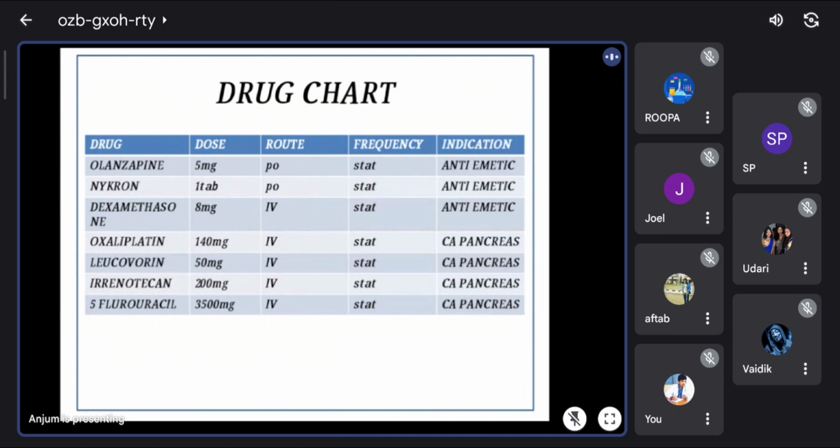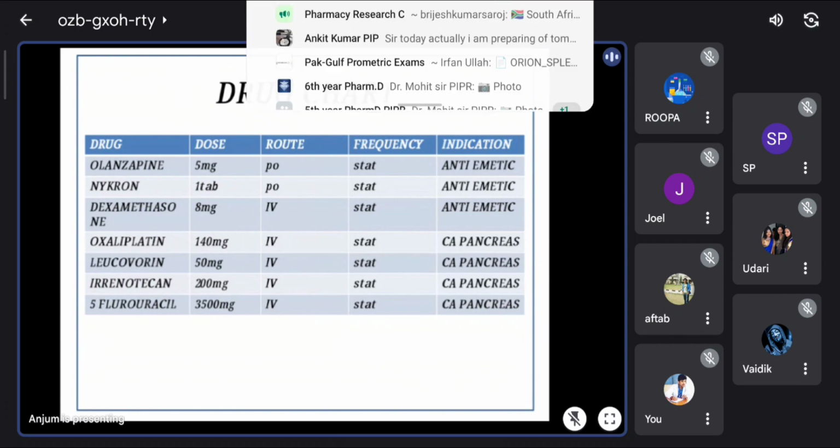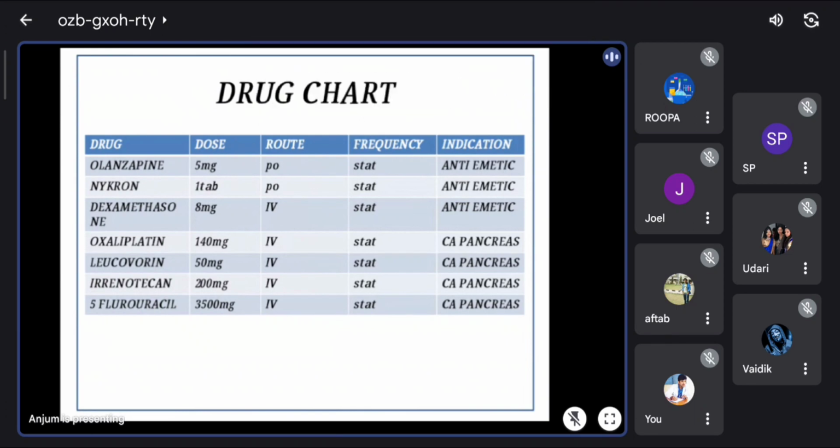Oxaliplatin, 85 mg per meter square: when we calculated, we got an approximate dose of 140 mg. One vial of oxaliplatin will be 100 mg. We don't get the exact doses of the chemotherapy drug, so whatever dose we calculate, we have to take it from the container. And some of the drugs are in powdered form.